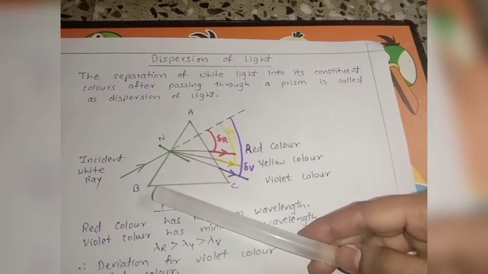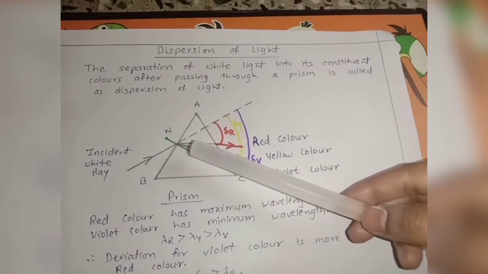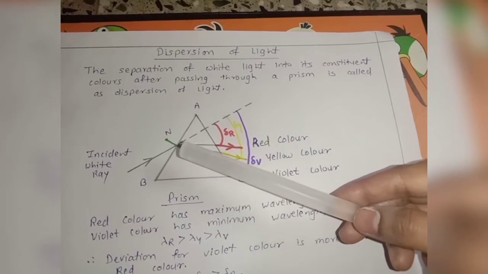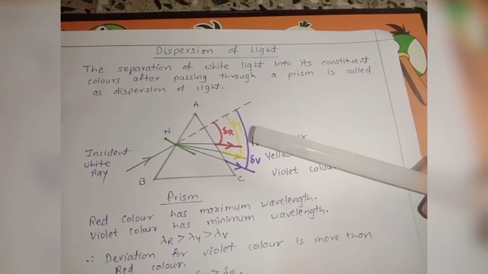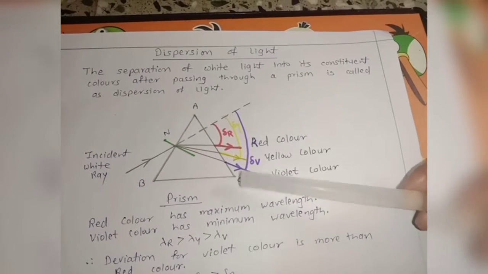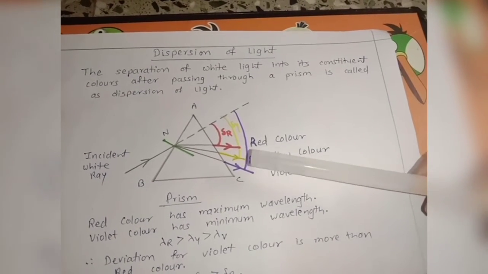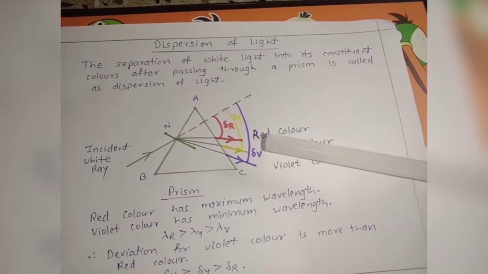When it is incident on face AB, it undergoes refraction and therefore the white ray is separated into its constituent colors. At the other face AC, there is one more refraction, and the light which comes out is in the form of a spectrum.